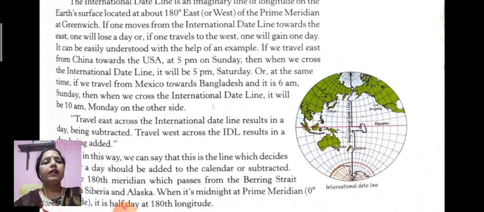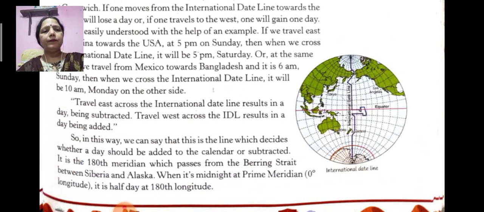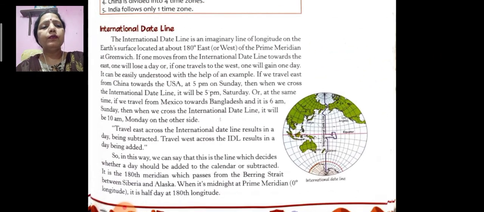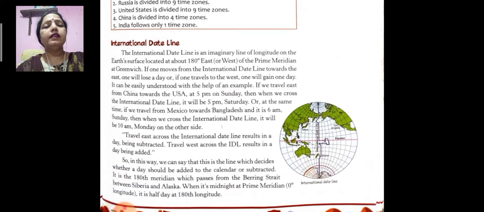If we travel east from China towards the USA at 5 p.m. on Sunday, then when we cross the international dateline, it will be 5 p.m. Saturday. So you can understand this example. In this way we can say this is the line which decides whether a day should be added to the calendar or subtracted. It is the 180th meridian, which passes through the Bering Strait between Siberia and Alaska.